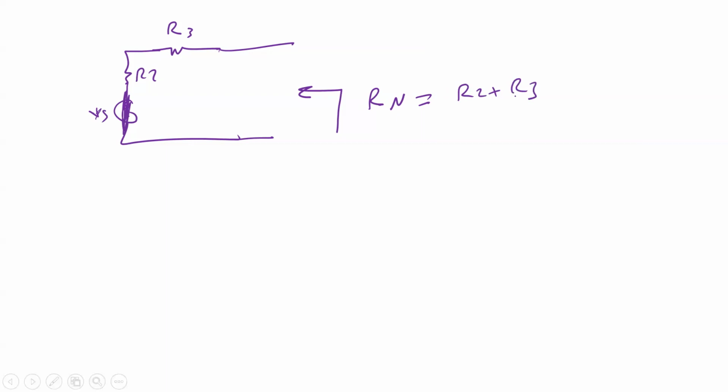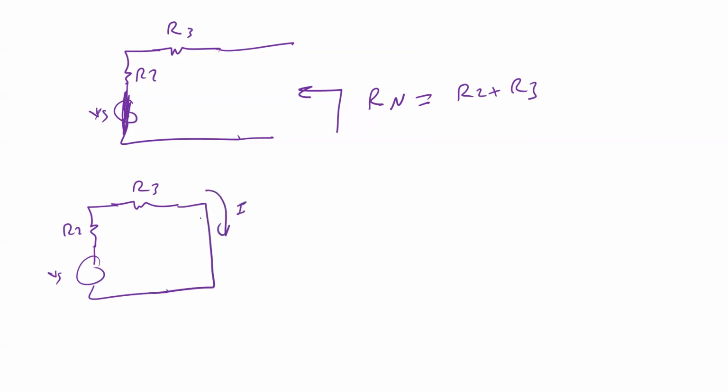Is that okay? Here you have R3, you have R2, and then you have Vs, and I'm going to make a short circuit here. That's what we do in Norton. Now I need to find the current here, I Norton. I Norton should equal Vs divided by R2 plus R3, the voltage divided by the two resistors we have. That gives you the current.